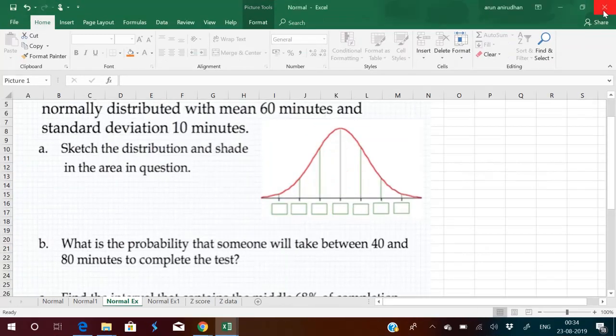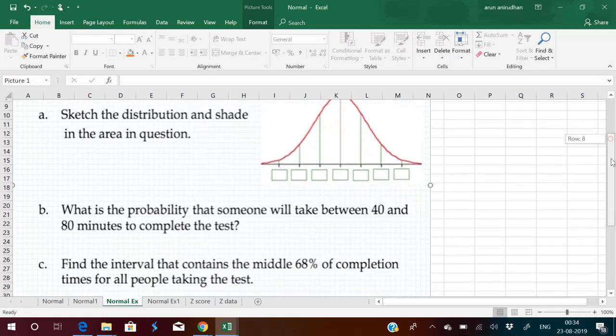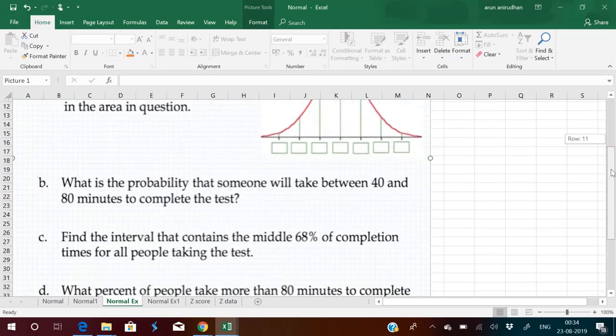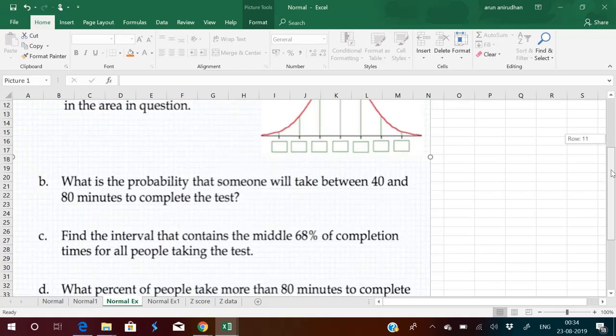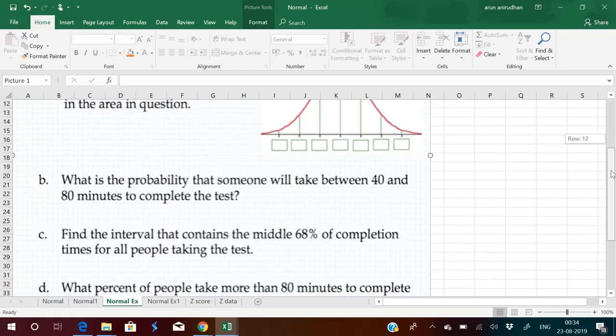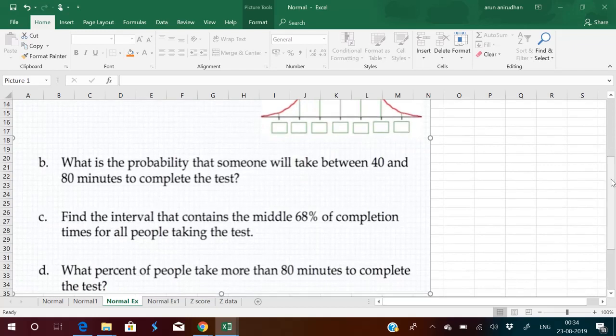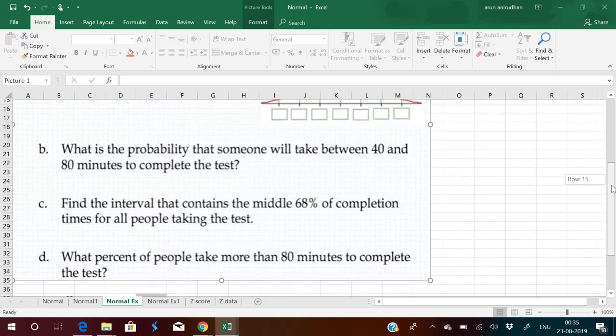So coming to the next question, find the interval that contains middle 68 percentage of completion times for all people taking the test. That you know it will be between one standard deviation to the right and one standard deviation to the left. So it comes 50 and 70, between 50 and 70.